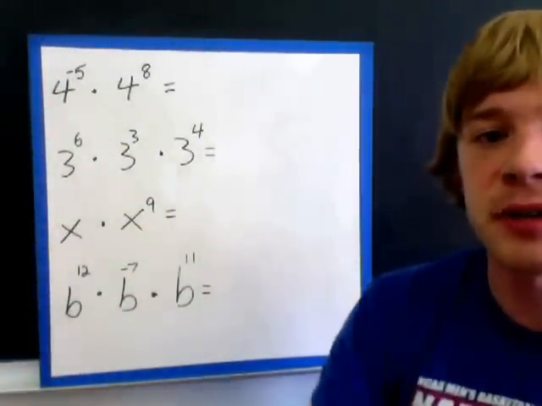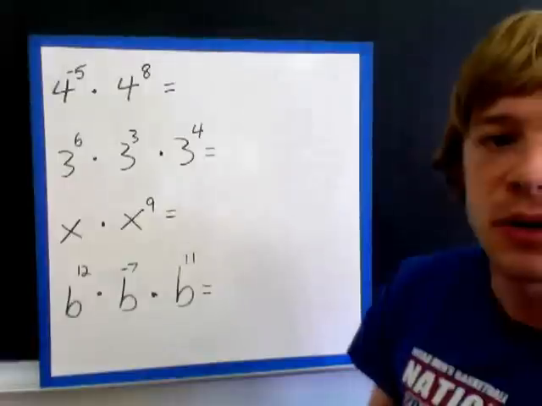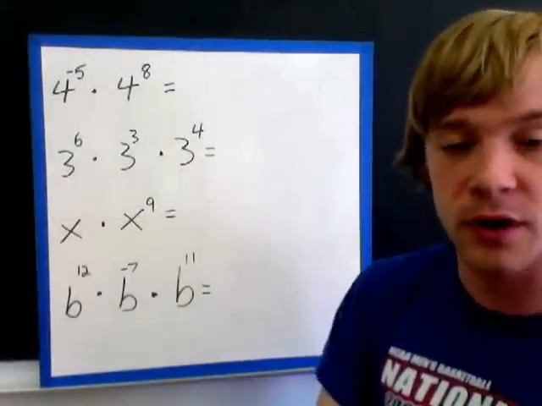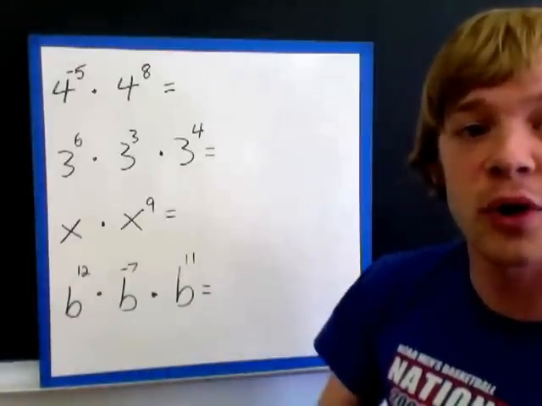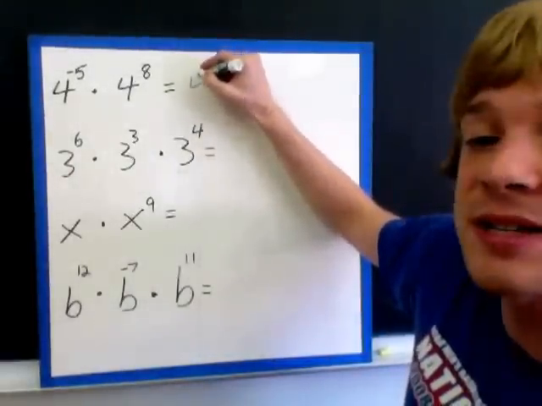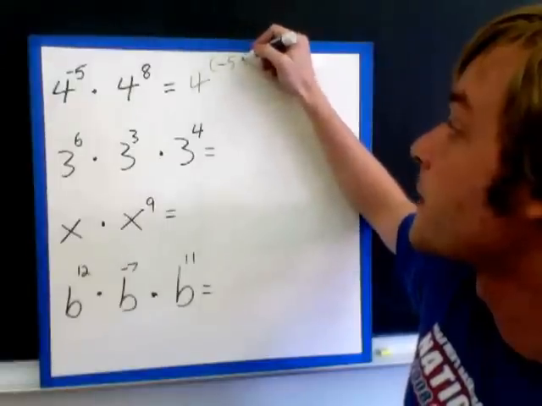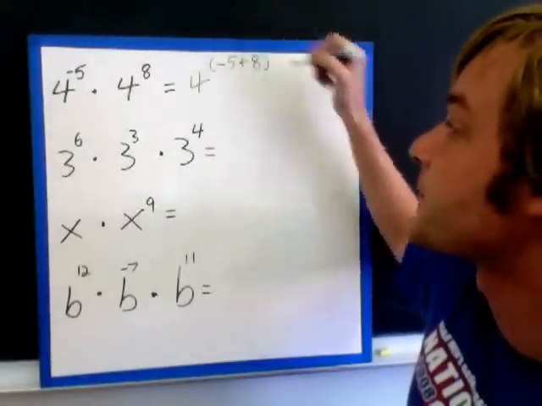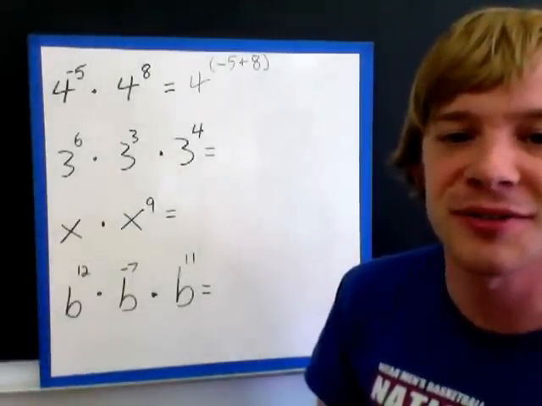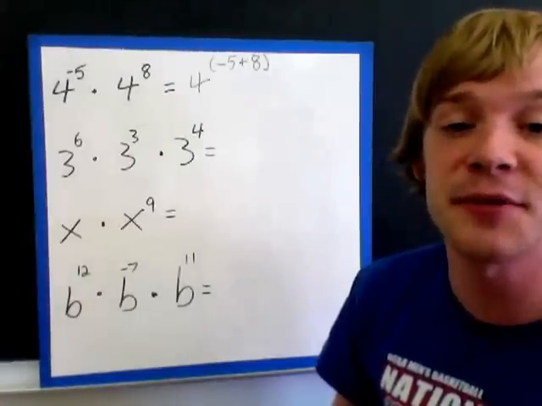Our first example here, we have 4 to the negative 5 times 4 to the 8. Well, since these have the same base, we can follow our same rule that we had before. So we simply have 4, and then we're going to add our 2 powers together. So our base is still 4, and I add negative 5 plus 8. Well, what is negative 5 plus 8? Using our laws of negative numbers and combining them together, we should know that that'll come out to be a positive 3.